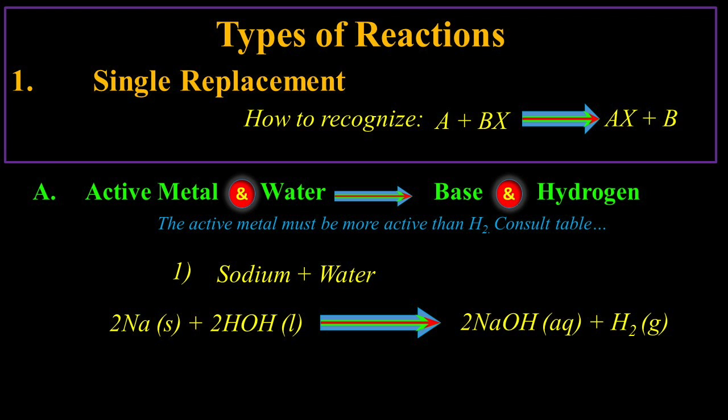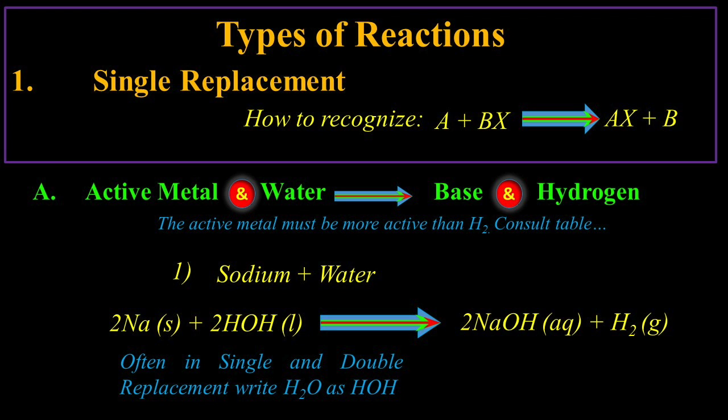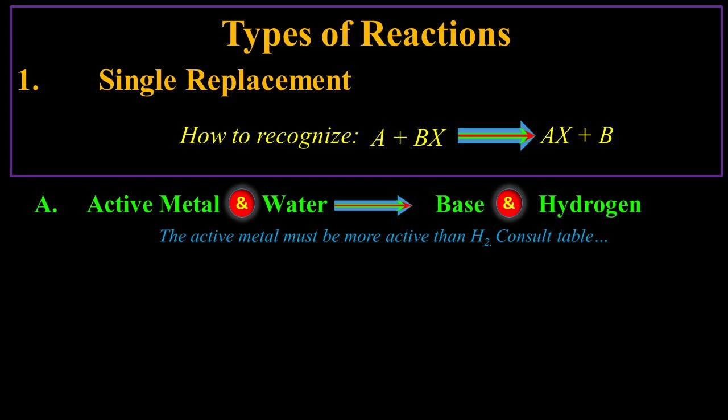Balancing is very simple. I'm not going to spend a lot of time showing you how to balance. It's simply an accounting method. There are some tricks. For instance, if a polyatomic ion exists on the left and the right, then balance the polyatomic ion, not the elements that make up the polyatomic ion. Often in a single and double replacement, write H2O as HOH. So you're writing the polyatomic ion. Hydrogen is on the left and hydroxide is on the right. That's how you're actually balancing it. You're balancing the hydrogen, but you're also balancing hydroxide.